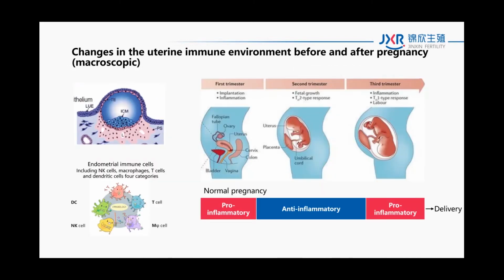From a macro perspective, the immune environment of the endometrium also changes greatly. In the first trimester, endometrial immune cells show a pro-inflammatory state. In the second trimester, maintaining immune balance in the body is conducive to the immune tolerance of pregnancy. In the third trimester, the immune cells will be in a pro-inflammatory state to initiate labor onset.